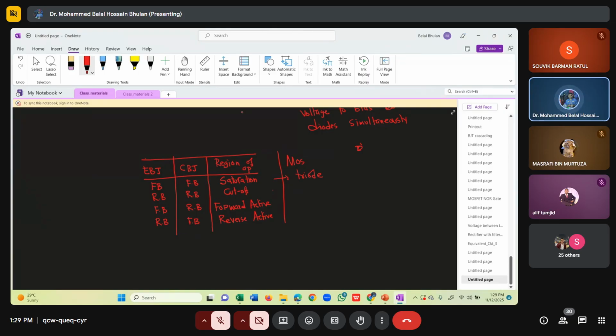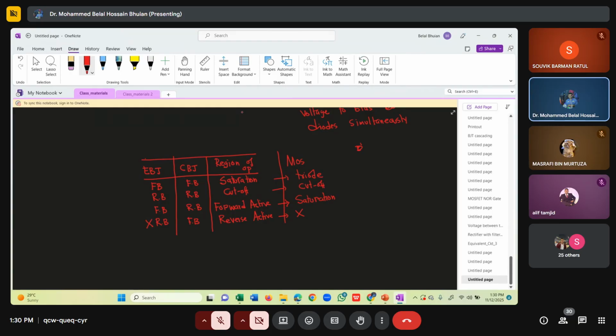The cutoff region in BJT is the cutoff region in MOSFET. Forward active in BJT is like the saturation region in MOSFET, and reverse active doesn't have any equivalence in MOSFET. In fact, the BJT is not designed for it. Of course, it is theoretically possible to operate it that way, but the BJT is not generally designed to operate in the reverse active region.